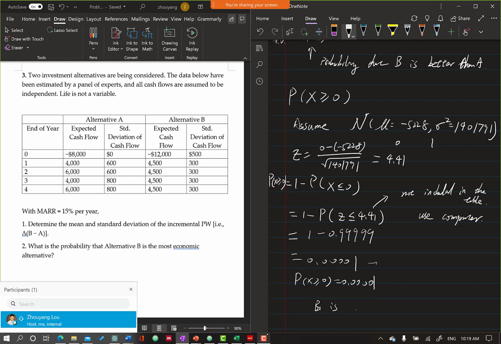Or we just say, at this percentage, it's better to say B is better than A with the probability 0.0001%, which is really small, but you can almost say that's unlikely to happen. And then we are done for this problem.